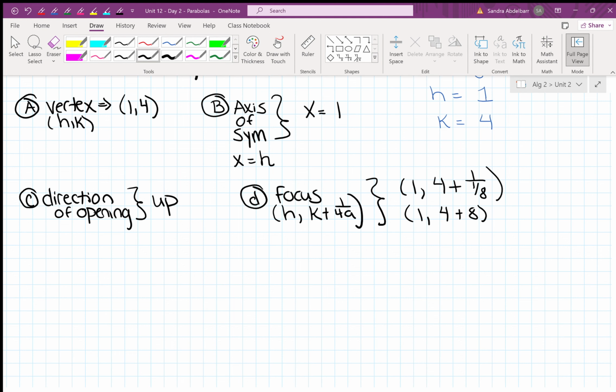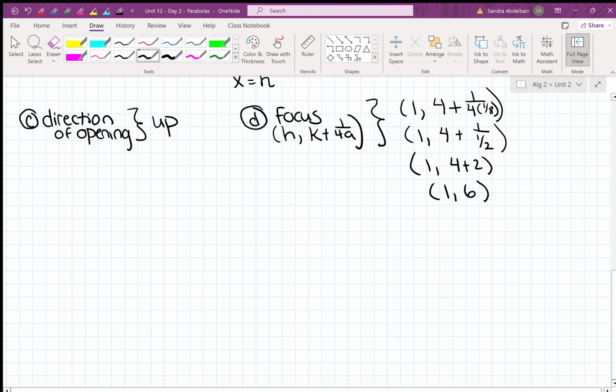Oh, I just did 1 over a. It's 4a. Sorry, guys. It's 4 times a. I just did the a. So 4 times 1/8 is 1/2. So now we're 1 over 1/2, which is 2. So then we're 1 comma 4 plus 2, which is 1 comma 6 is our focal point. We're not done. One more.